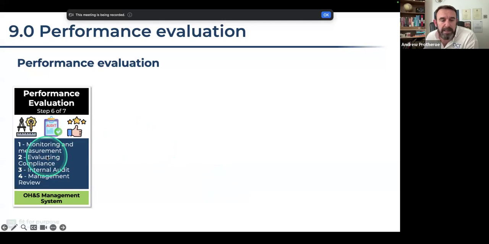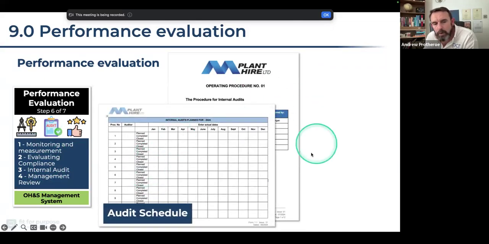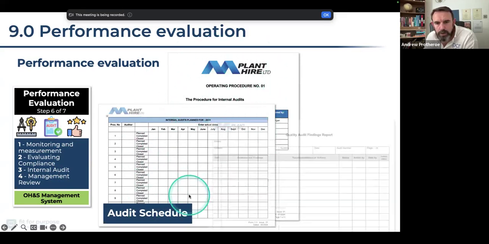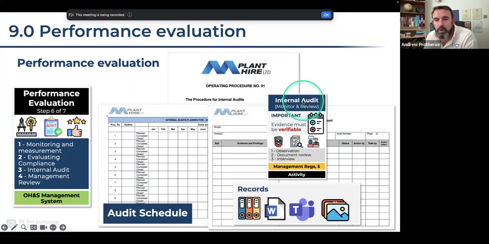Evaluating compliance. We know that's legal and other requirements. We covered that earlier on, but this is where we get to look at it. And then the IA, the internal audit, and then the management review. So we're going to be looking for those audit schedules, the guidance on how we're going to do the audit schedules, how we're going to do the audits. And we're going to look at the findings. Really important part. Internal audit: verifiable evidence, observation, document review, and interview.